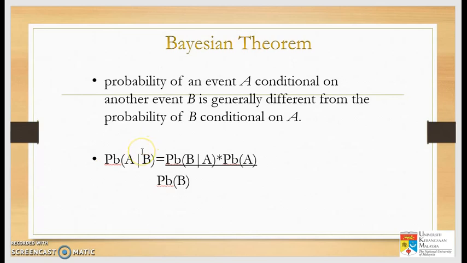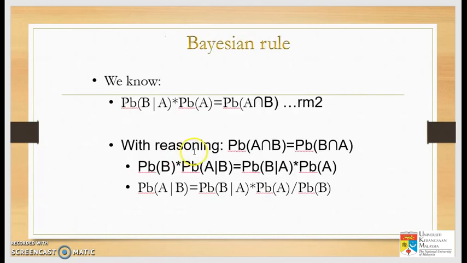Probability of A after event B is equal to probability of B after event A multiplied with probability of A. Remember, look at the location here: you multiply with the ones at the back and divide with the probability of B, the one at the front. Why do I say this is actually multiplication rule 2? We know that rule 2 is probability of B after event A times probability of event A equals probability of A and B.